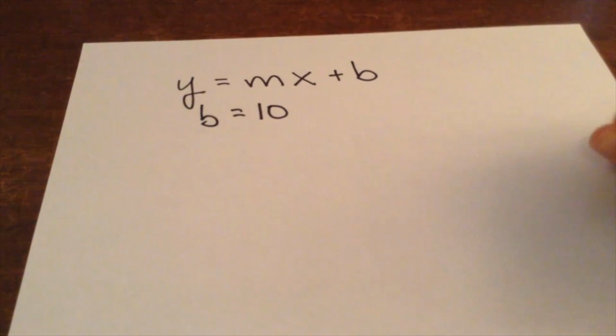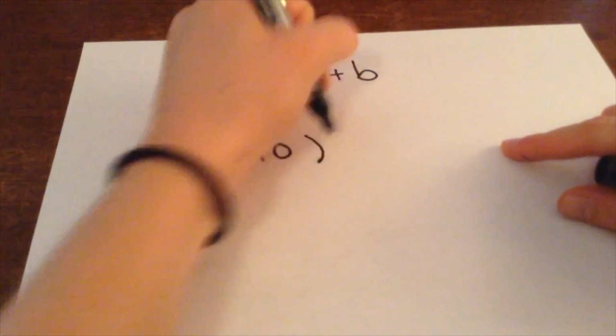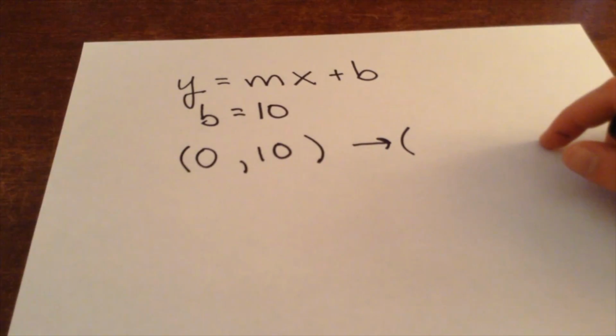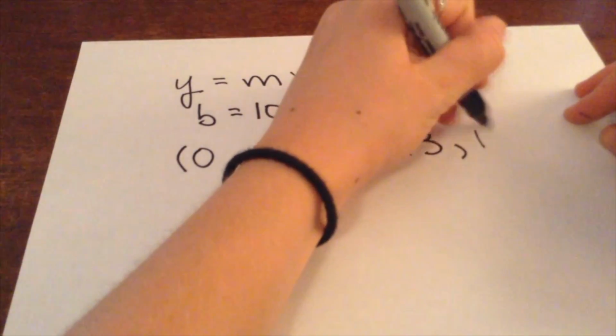The two points that I would use would be 0 and 10. And let's see, there's one that goes right through a line really close to the end, so I'm going to use that one. And 3 and 1.